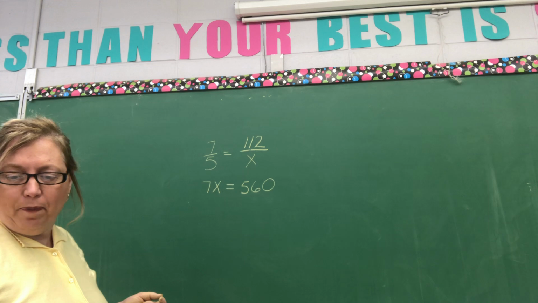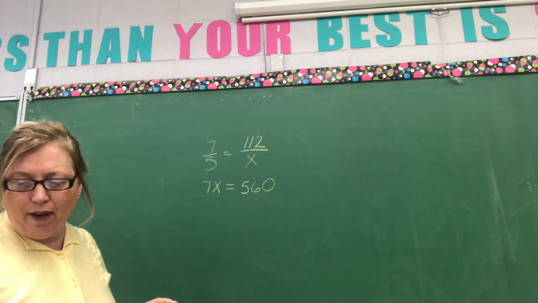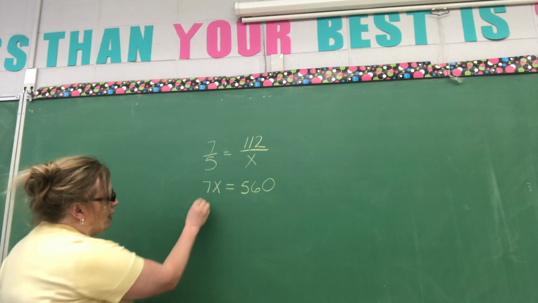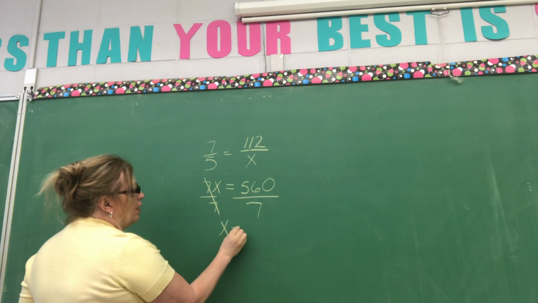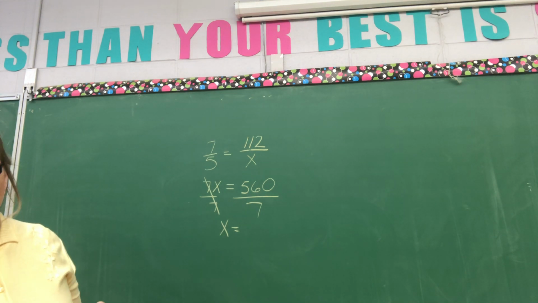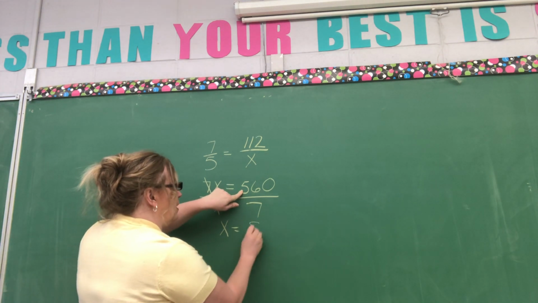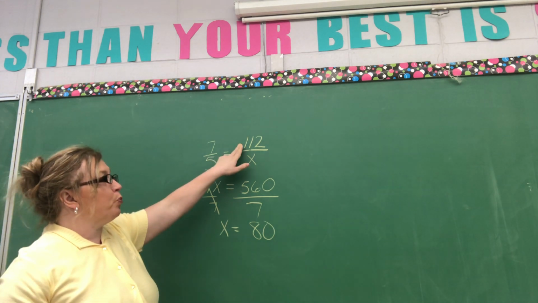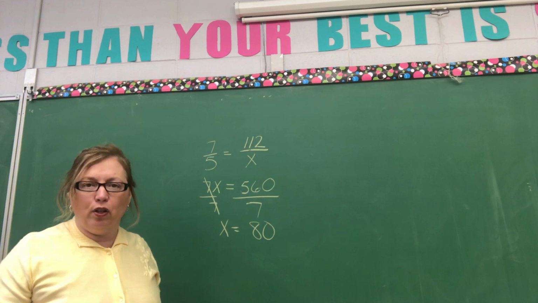Now, what are we going to do now? We have to get the X by itself. Well, how are we going to do that? We have to divide by 7. This is going to cancel. Now we say 560 divided by 7. Well, 7 goes into 56 8 times, and 7 goes into 0 times. So therefore, if there are 112 players, there are 80 fans or 80 onlookers.